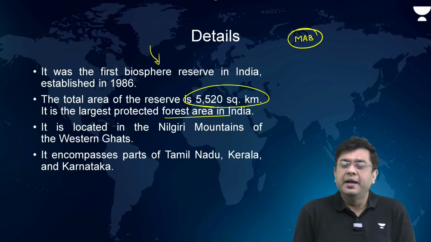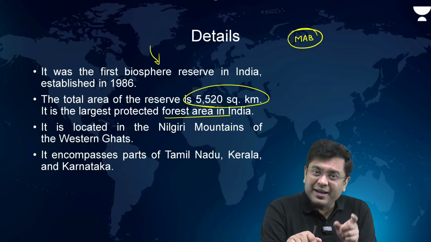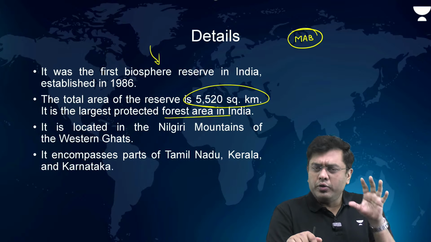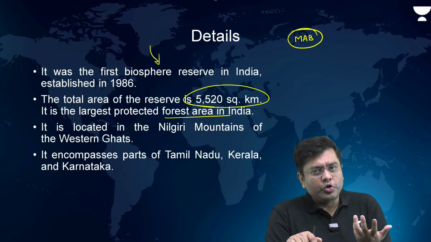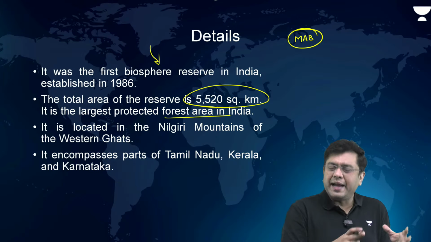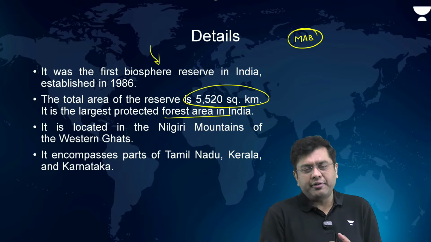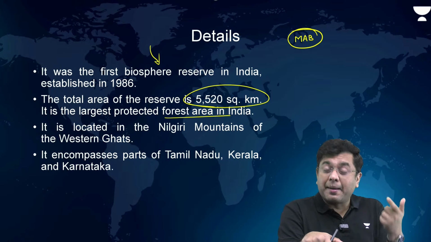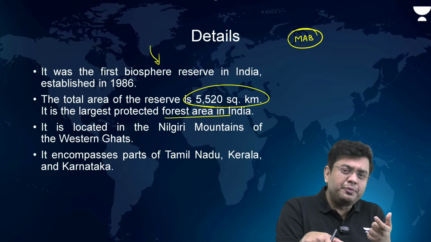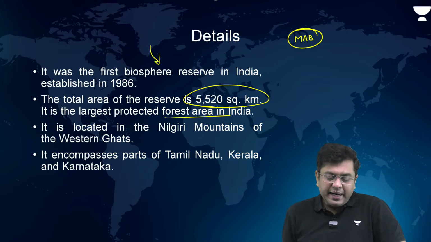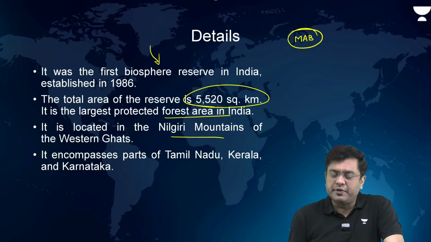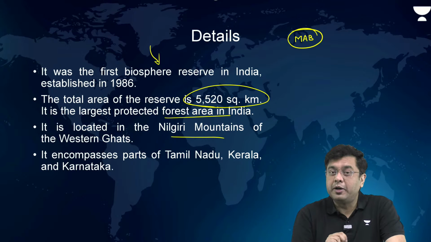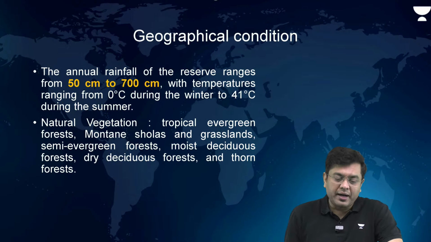At one point of time in the history of the subcontinent, Asiatic lions would also be found in the region slightly around the central part of Karnataka, but now you don't have them present anymore. Tiger population is there and you also have elephant population in large numbers, but along with that, you have species like the black panther. All of those unique species you will find to be present, right? So it is located in the Nilgiri Mountains of the Western Ghats, encompasses part of Tamil Nadu, northeastern part of Kerala, as well as the southern part of Karnataka.